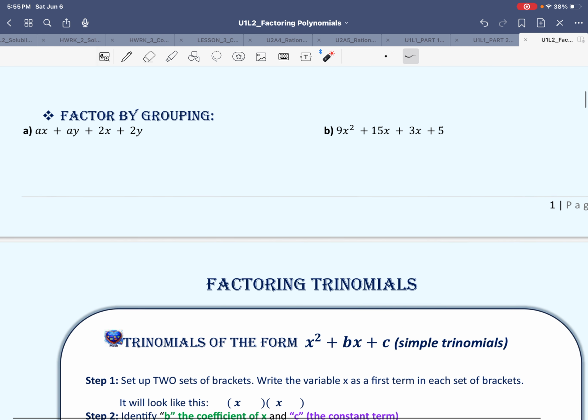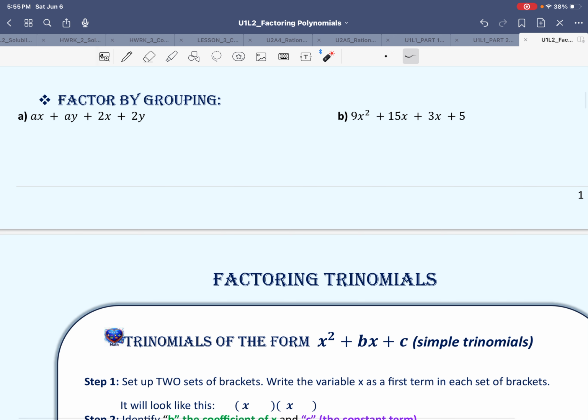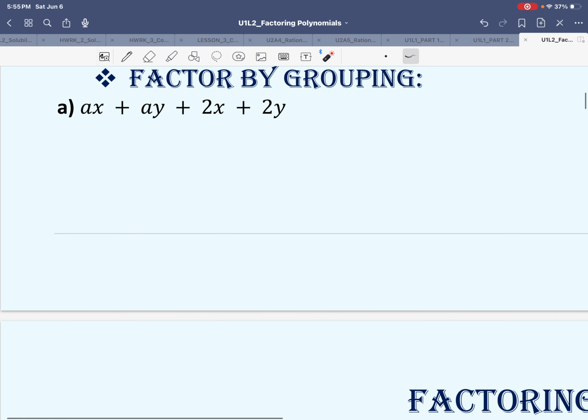Next, we're going to look at factoring by grouping. Factoring by grouping is what we usually use when we have more than 3 terms in an expression. So in this expression here, you have 4 terms.